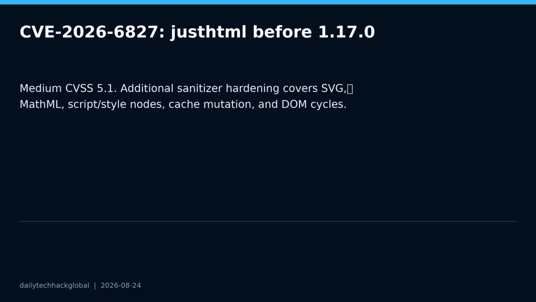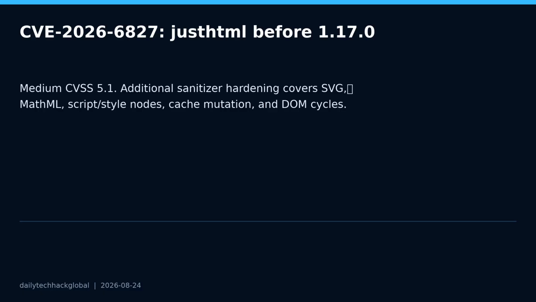2026-6827 in justhtml before 1.17.0. NVD lists CVSS 4.0 score 5.1 medium and CVSS 3.1 score 6.1 medium. This is additional hardening around sanitization, serialization, and programmatic DOM handling.